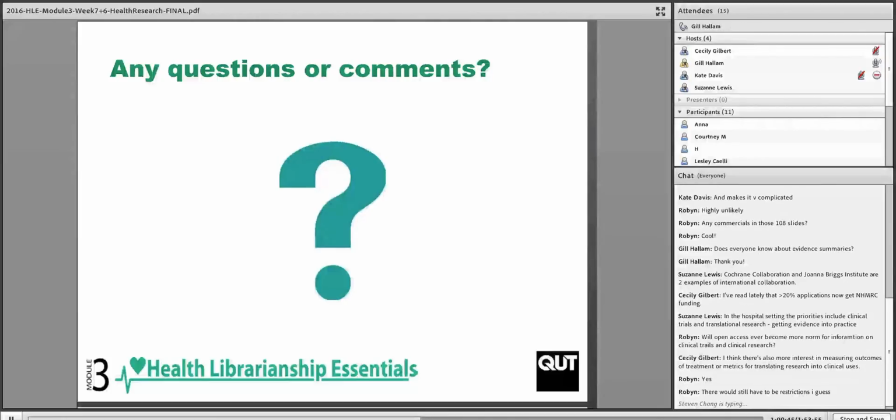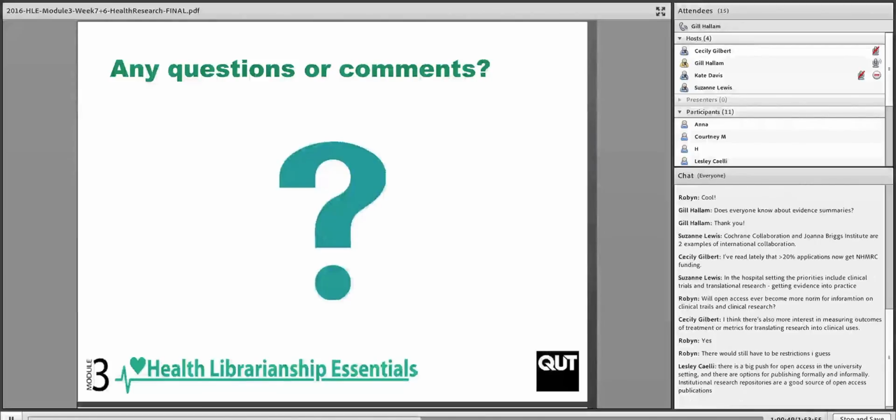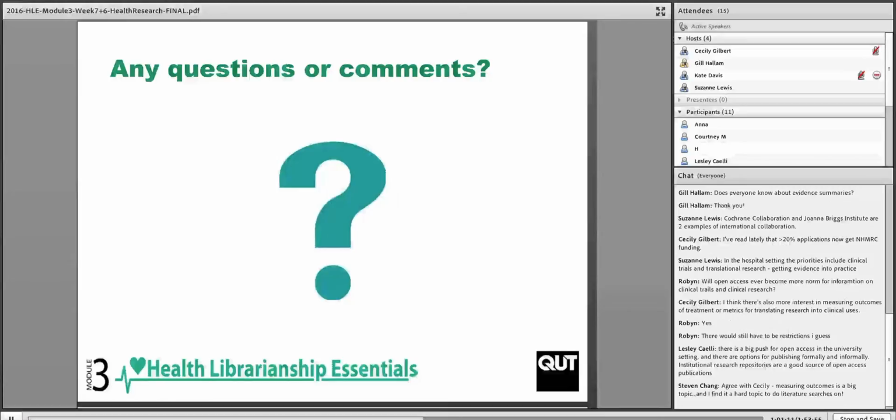Stephanie has commented that there's also more interest in measuring outcomes of treatment or metrics for translating research into clinical uses. And Leslie's commented again, going back to the open access in the university setting, options for publishing formally and informally, so your green and gold or whatever. Institutional research repositories are a good source of open access publications, absolutely.